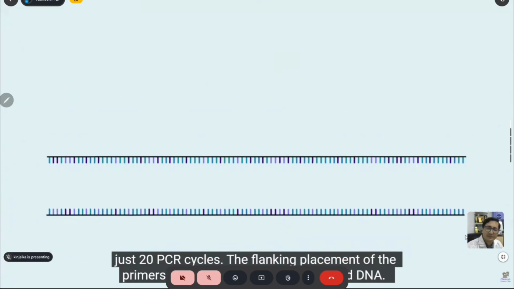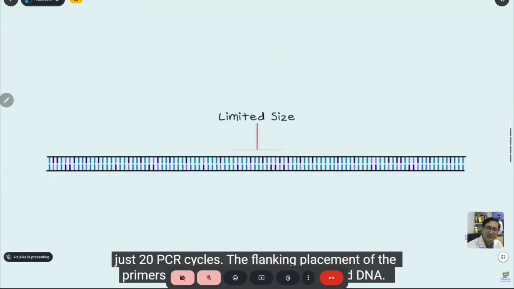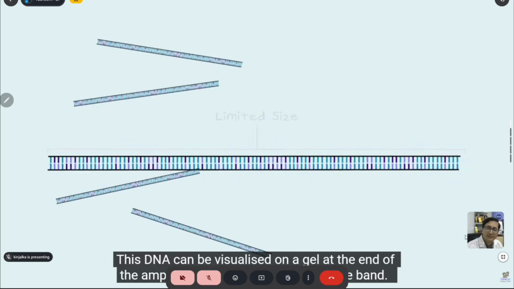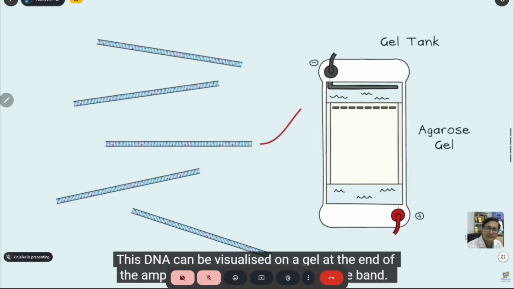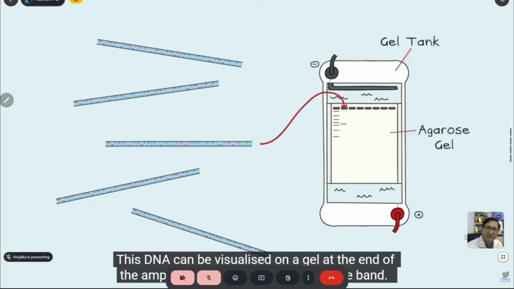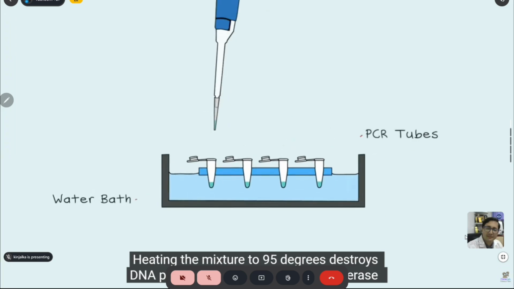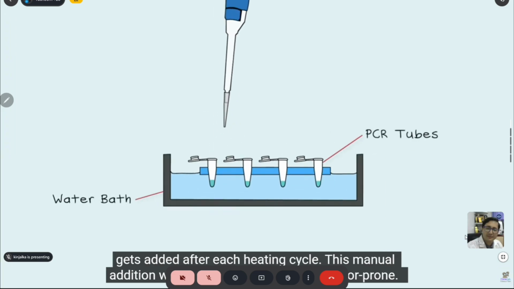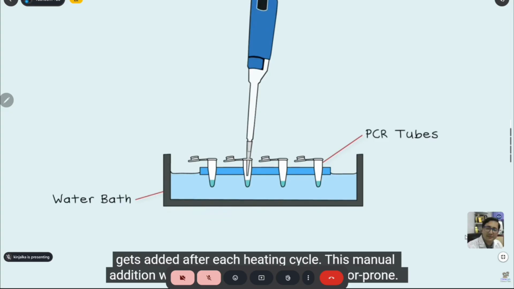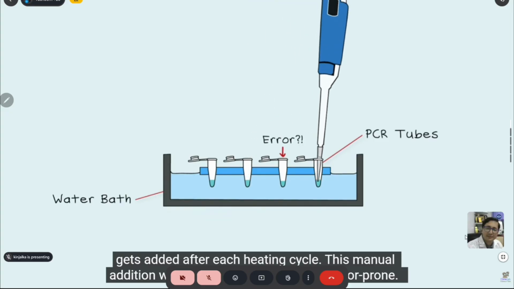The flanking placement of the primers limits the length of the amplified DNA. This DNA can be visualized on a gel at the end of the amplification and will be one discrete band. Heating the mixture to 95 degrees destroys DNA polymerase, so fresh DNA polymerase gets added after each heating cycle.